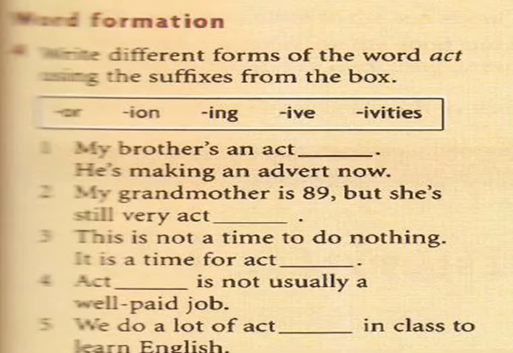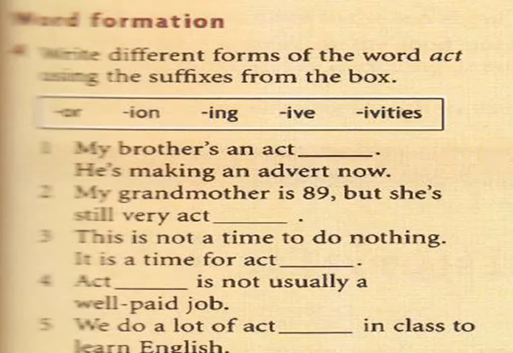Word formation. Write different forms of the word act using the suffixes from the box. The suffix or a suffix is the ending of the word. يعني المقطع الموجود في نهاية الكلمة. You have or, ion, ing, ive, and ivities.